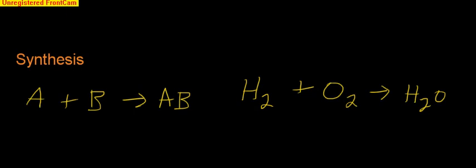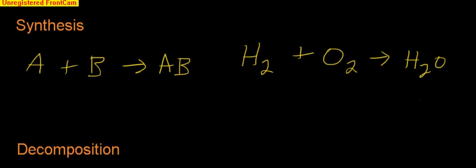The next reaction that we're going to look at is a decomposition reaction. A decomposition reaction is almost like a synthesis reaction, but backwards. In a decomposition reaction, we start with AB this time, and we decompose it or break it down into its parts, and its parts are A and B. Once again, A and B are just placeholders. They're not actual elements that you would find on the periodic table, but you have AB and you break it down into its components.